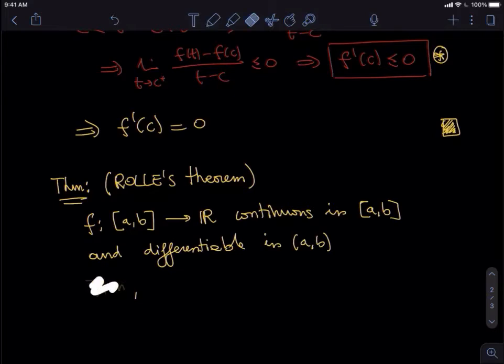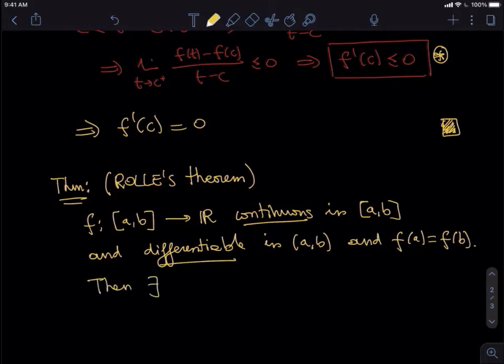sorry, I'm forgetting one more thing. So we need f continuous, differentiable, and f of a equal to f of b. That's the third hypothesis in Rolle's theorem. Then, now is the good one, there exists a constant c in the open interval such that f prime of c equals 0.